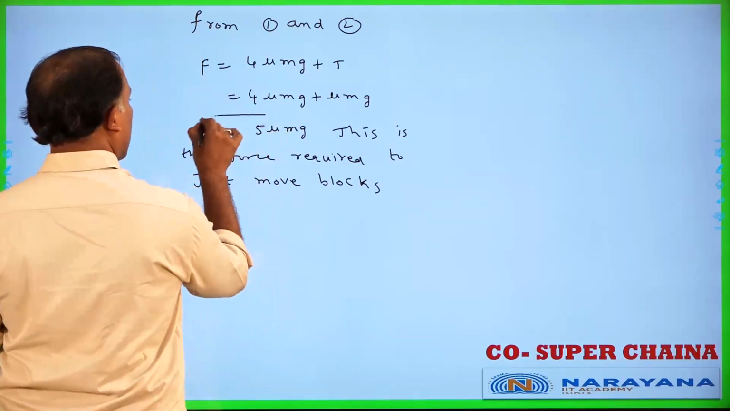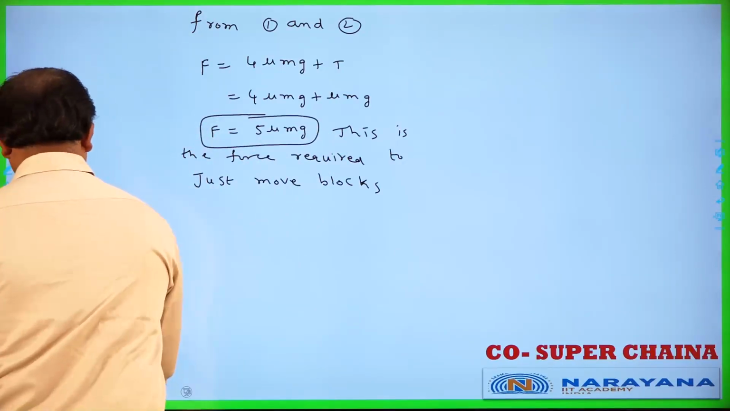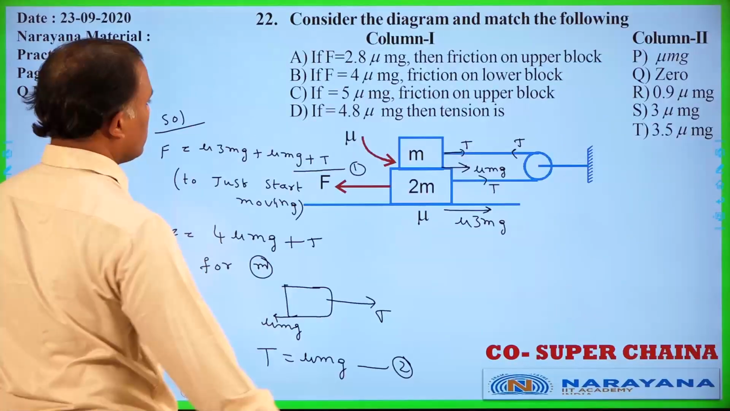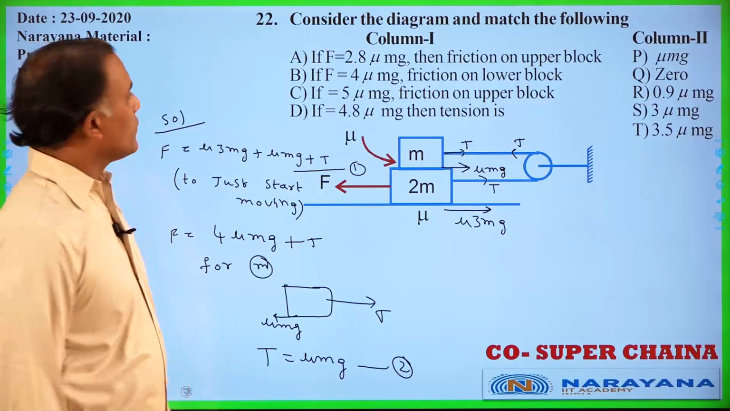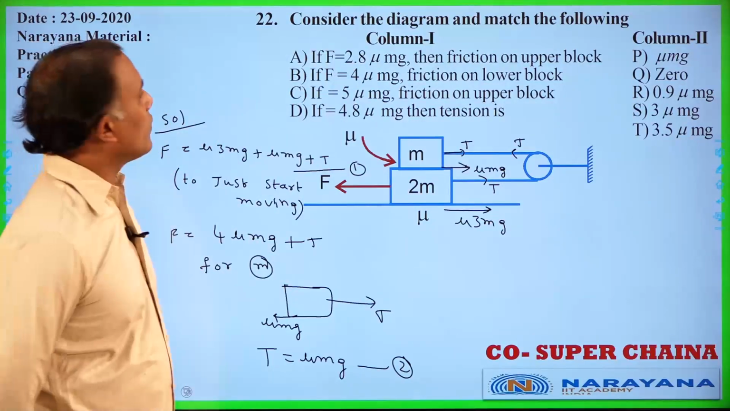This is the force required, 5 mu mg. That is the minimum force required to move the blocks. So to move these blocks, 5 mu mg is required. Now, what is the force applied? 2.8 mu mg.